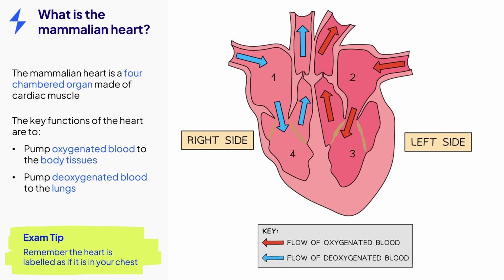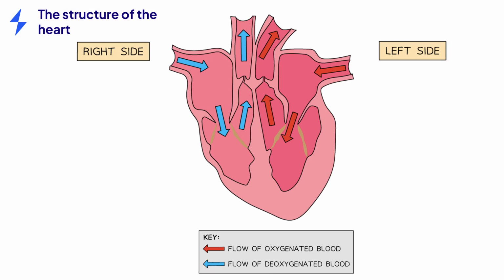Remember that when looking at an image of the heart, it is as if you're looking at your own heart in your chest, so the left and right are opposite when facing you in a diagram. There are several key structures of the heart you need to be aware of. Let's start with the outer muscular wall. This is responsible for the contractions that give the heart its pumping properties.